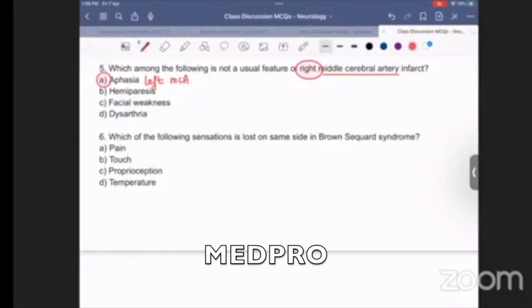Okay, so this is left MCA. Right? Yes, very good. That is what you are all saying correctly. Can you get the other finding? Hemiparesis. What is the meaning of hemiparesis?